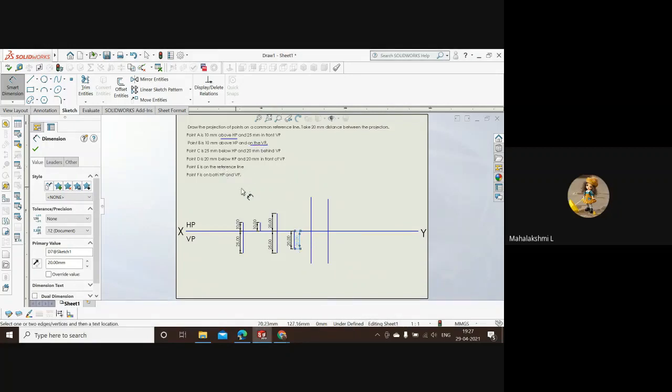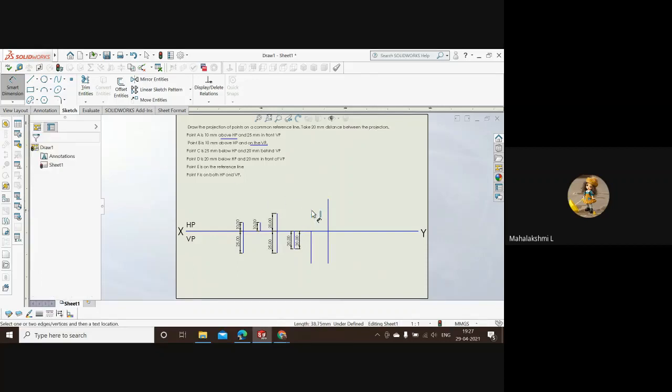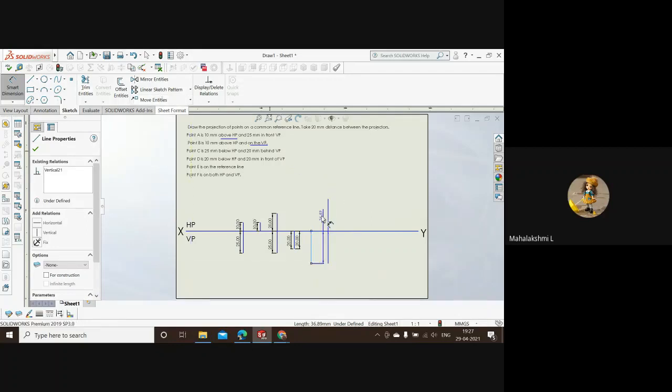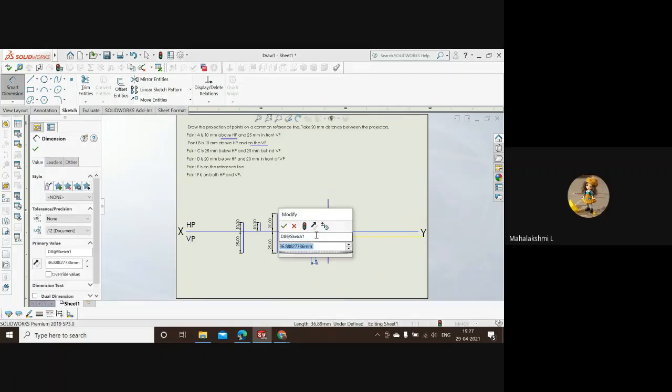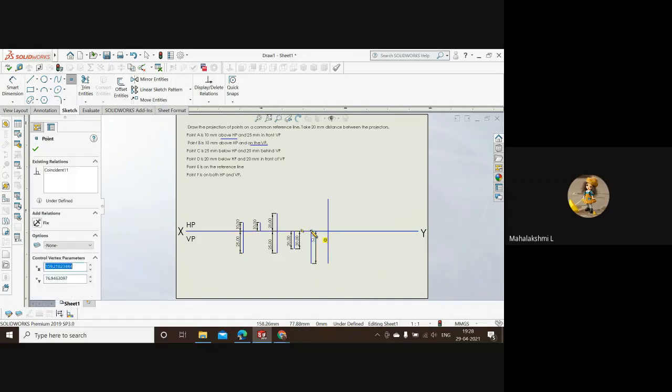Next, point E is on the reference line. Reference line here is XY. So we don't need it here. Before that, we will take a point there because we have already made it. Like we have taken the lines equidistant from each other, no? Like 20. So we'll put a point there. And then we'll remove this line. Yeah. We have to mark points for everything.